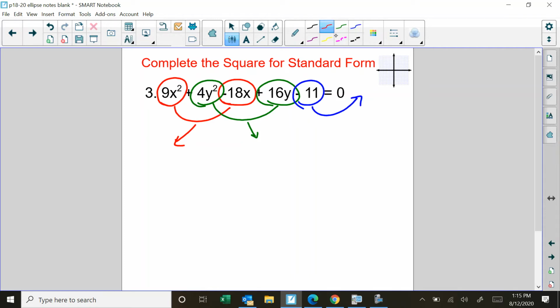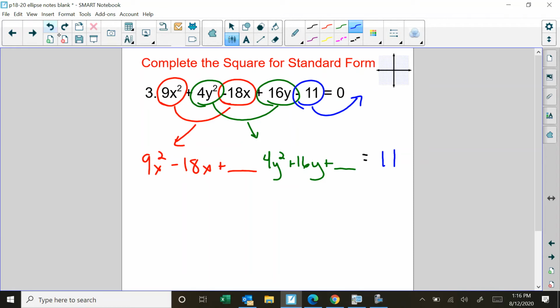So it'll look a little bit like this. 9x squared minus 18x. And then I'm going to leave some space right there so that we can complete the square. We'll move over to the y material, 4y squared plus 16y. Again, I'm going to leave some space right there. I'm going to have the equal sign, and then the 11 gets added to the right-hand side of the equation. So you notice it changed from a -11 over to a +11 right there.